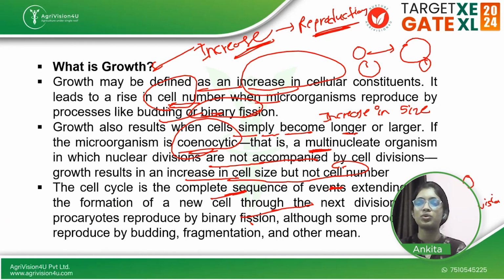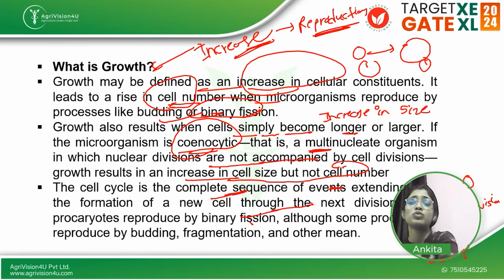Suppose you have one cell. Due to cell division you will get two, and from two you will get four. So this is the type of chain that occurs in the cell cycle. It is the complete sequence, from A to B. Now from B you will get A and B.